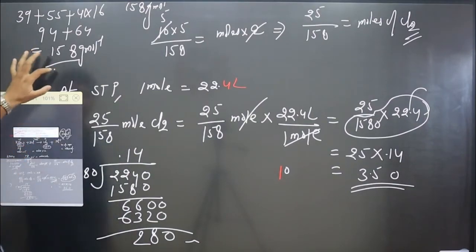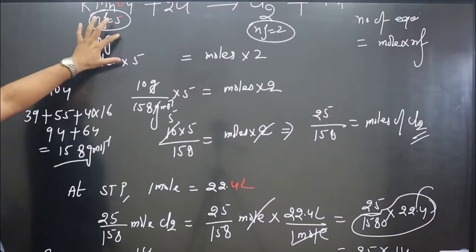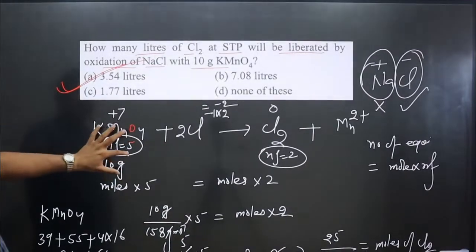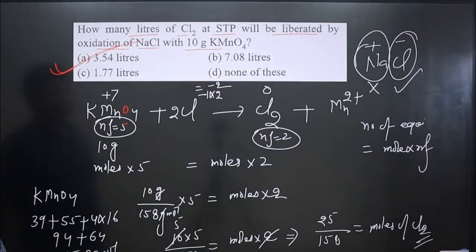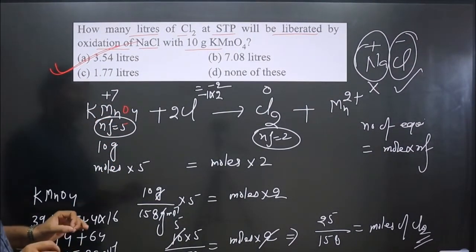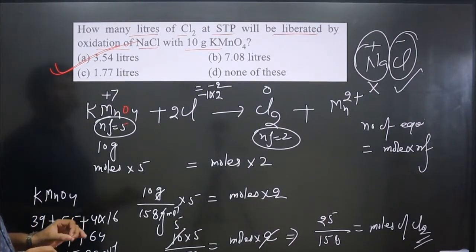So we got the correct answer. Option A is correct, that is 3.54 liters. This is the volume of Cl2 at STP when sodium chloride is oxidized by 10 gram of KMnO4.